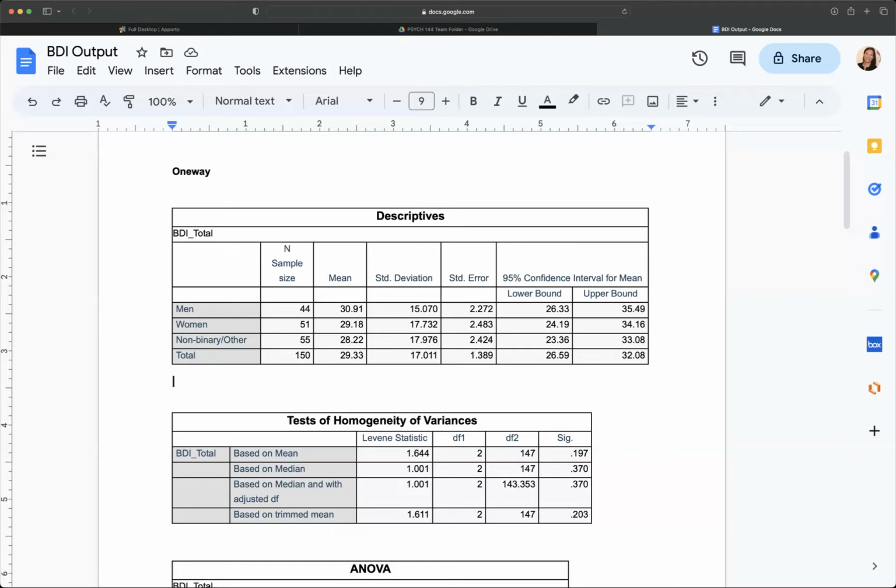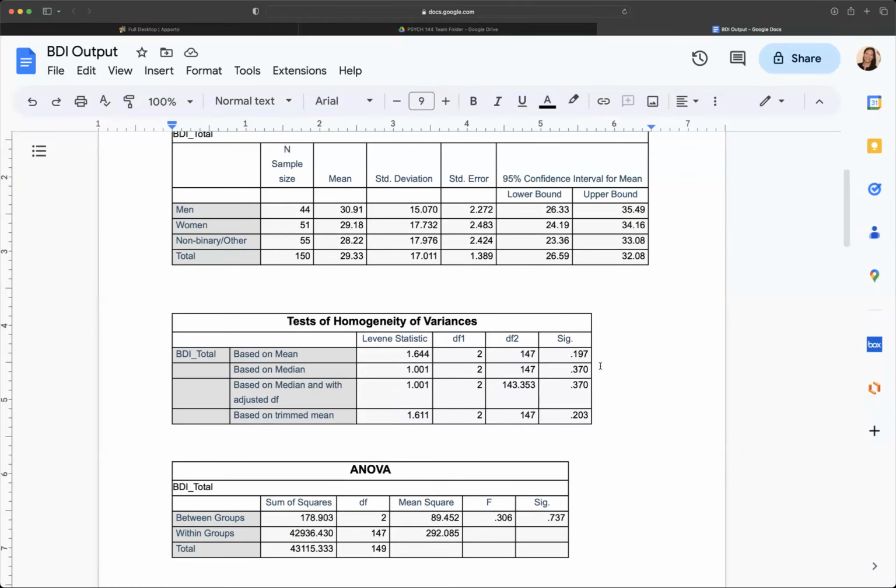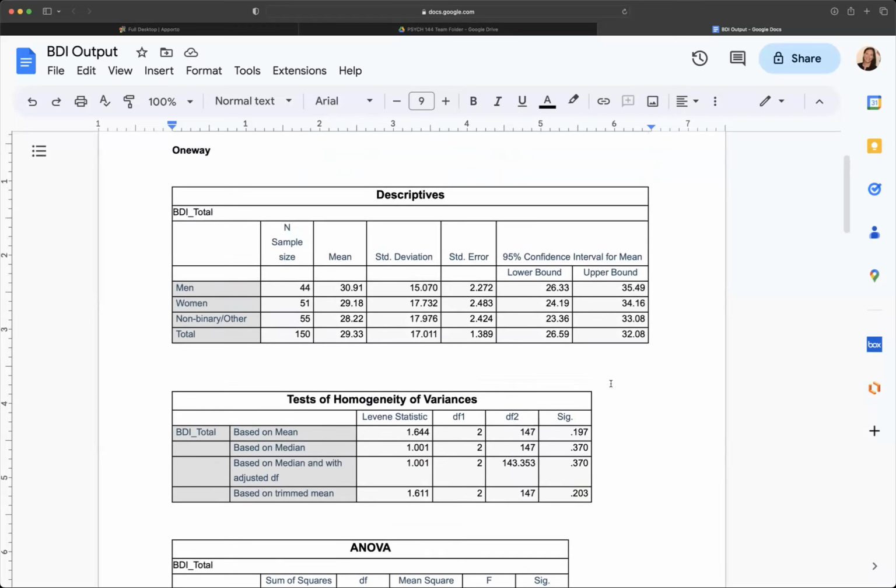So what we're going to do here is we are going to look at our descriptive information, and we want to describe what's happening because you're going to write about this in your paper. So first of all, men have the highest mean depression or BDI score.